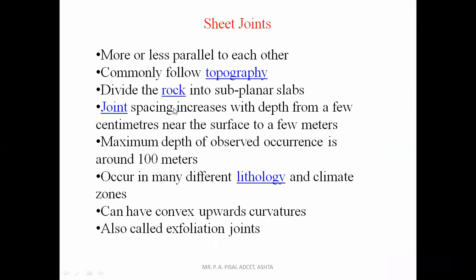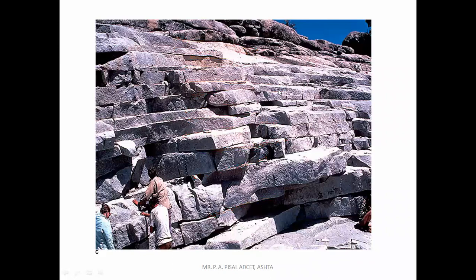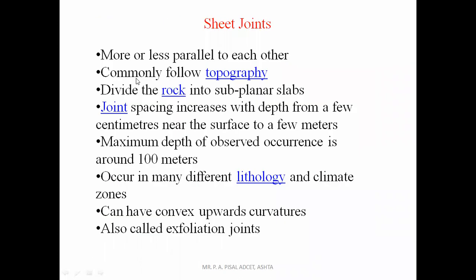Look at the orientation. Parallel to each other. Exactly correct. The joints are parallel to each other. All the joints are more or less parallel to each other. Now look at, these are some important points which are related to the sheet joints. In the sheet joints, they are more or less parallel to each other. Okay, that we have seen. Commonly follow topography. Now, what is the meaning of this sentence? Commonly follow topography. Suppose this is the topography. Topography means surface area.